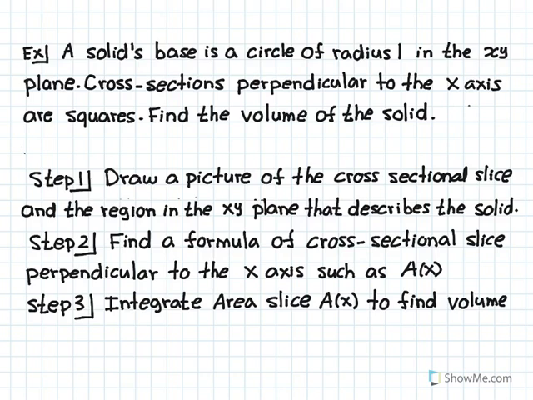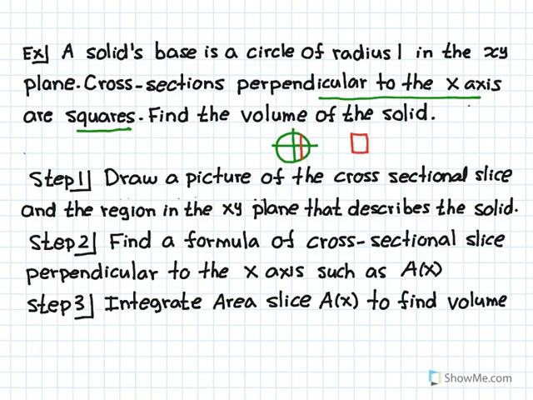All right, so the question here is: a solid's base is a circle of radius 1 in the xy plane. Cross-sections perpendicular to the x-axis are squares. Find the volume of the solid. Let me see if I can draw a small picture here. So basically we have a circle of radius 1 and cross-sections perpendicular to the x-axis are squares. So you can see it's coming out of the screen like that.